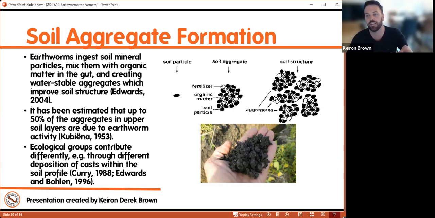And it's important, again, to note that not all of the different ecological groupings of earthworms are going to contribute in the same way. So anecic earthworms, epigeic earthworms, endogeic earthworms, and the way that they cast contribute in different ways to soil aggregate formation.